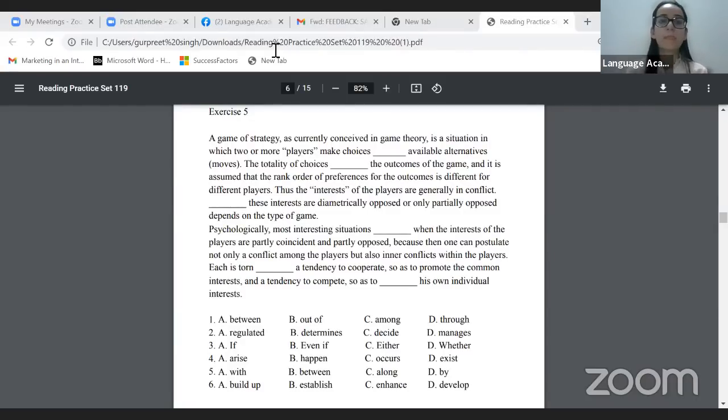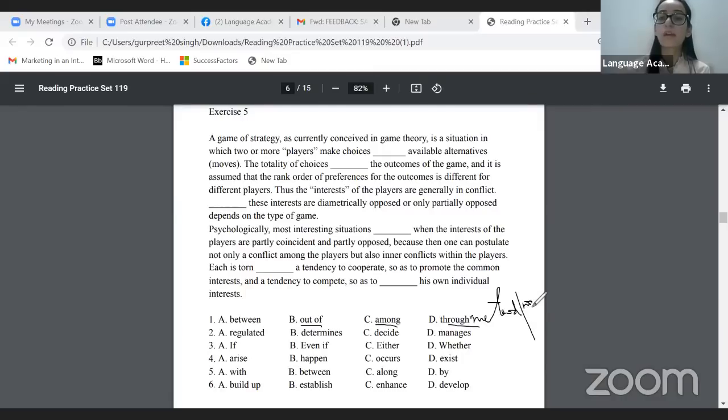Good, well done. This says a game of strategy is a situation in which two or more players make choices dash available alternatives. So people make choices between is only for two options. Out of the alternatives is fine. Among the alternatives is also fine. Through is used when you have a method written after. A method or a way or a process is when we use the word through.